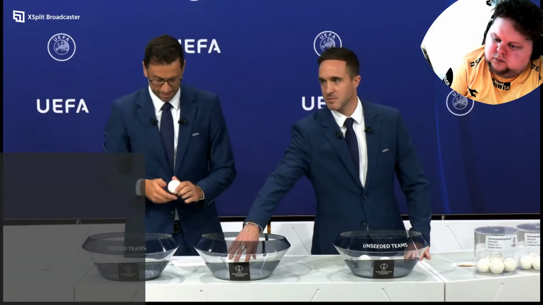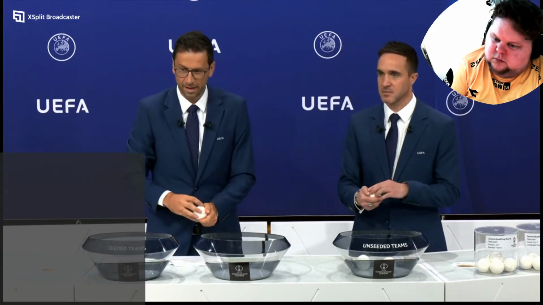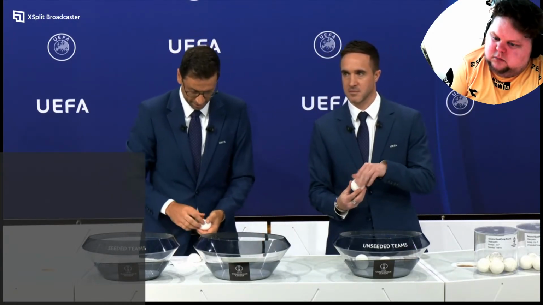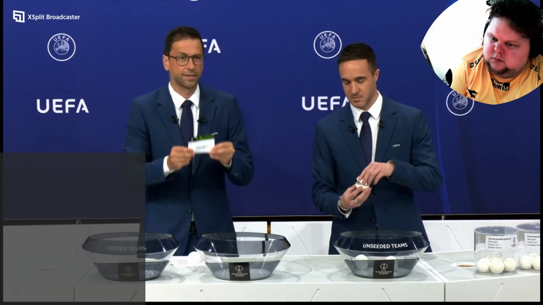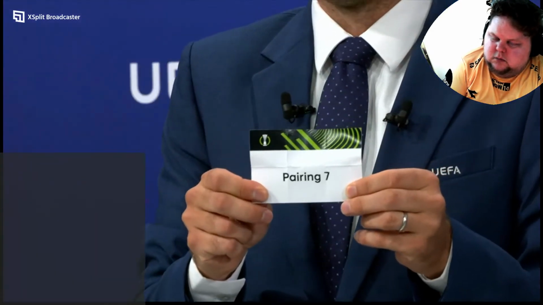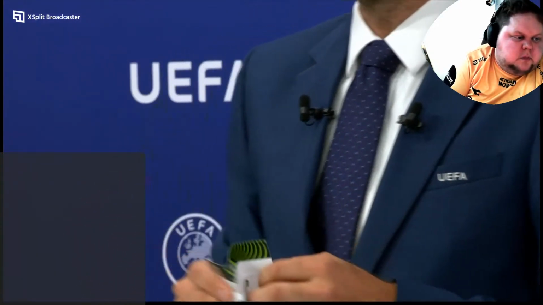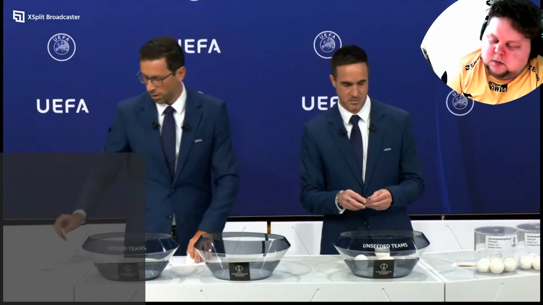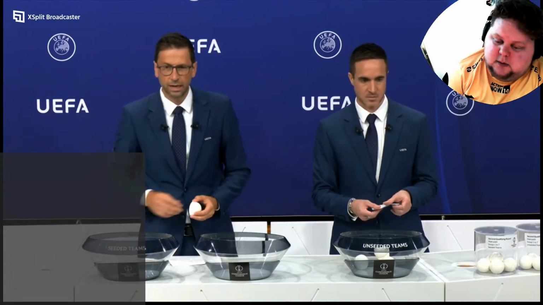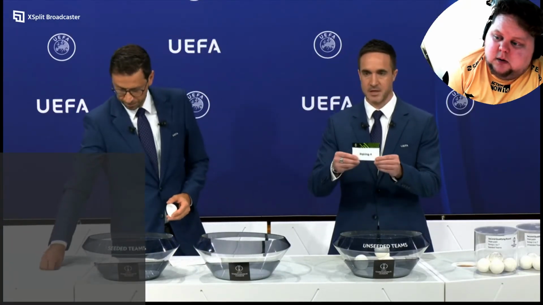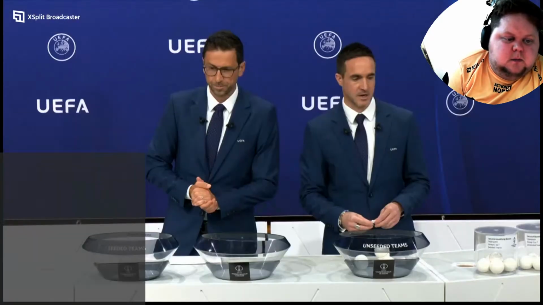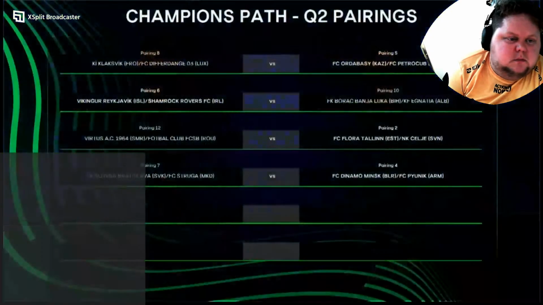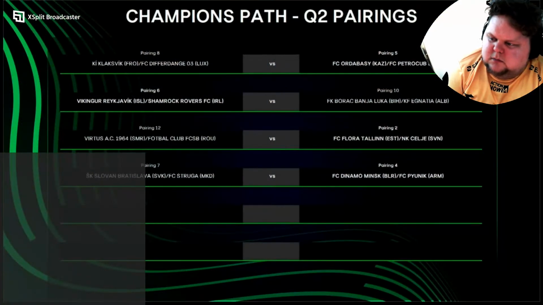And the second half will be opened by pairing 7, playing the first leg at home. So here we have SK Slovan Bratislava from Slovakia or FC Struga from North Macedonia. And their opponent will be the team from pairing 4, which means that they will play against either FC Dinamo Minsk from Belarus or FC Pyunik of Armenia. Two more.